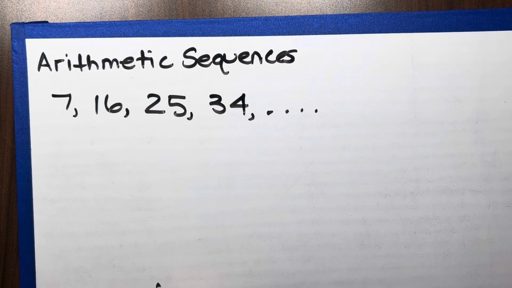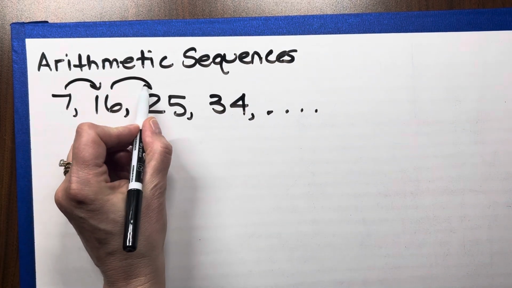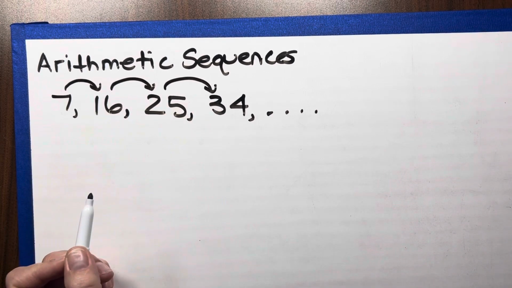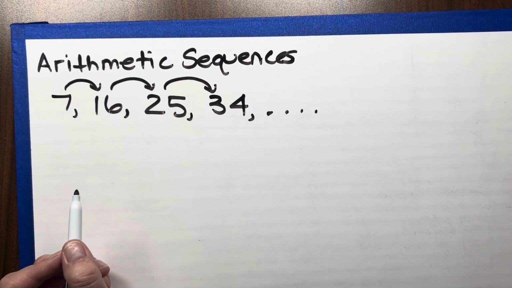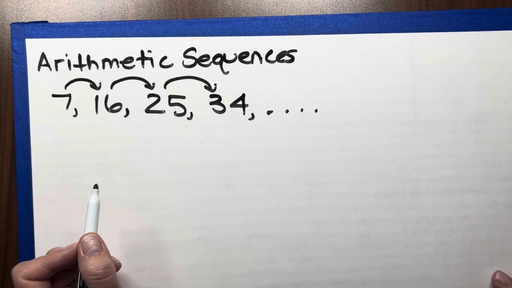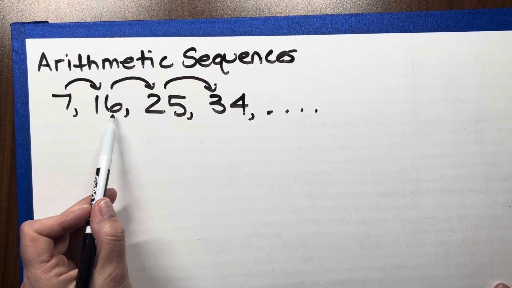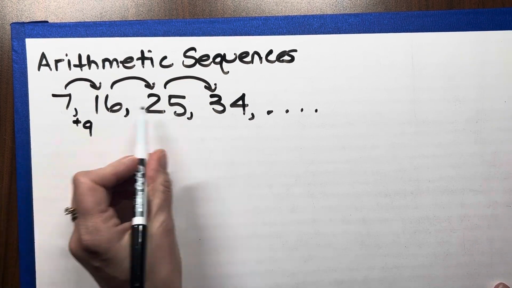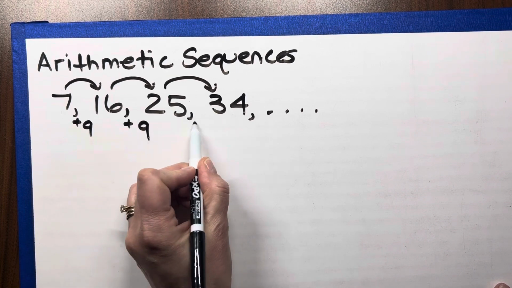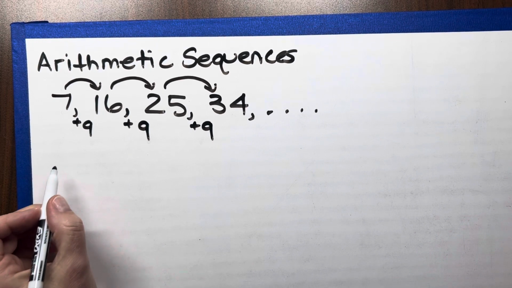For an arithmetic sequence, what has to be true is that to get from one term to the next term, you have to be adding the same value. I will note that sometimes you are adding a negative number, so it might appear as if you are subtracting, but we'll say we're adding a negative. On this one, I can work backwards and do 16 minus 7, which gives me plus 9, and 25 minus 16, also plus 9. All of these differ by plus 9. That's how I get from one term to the next.